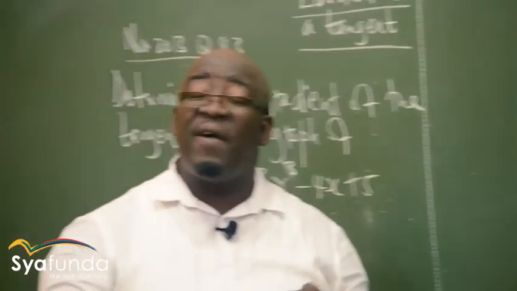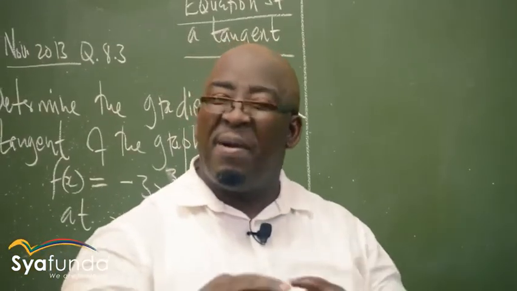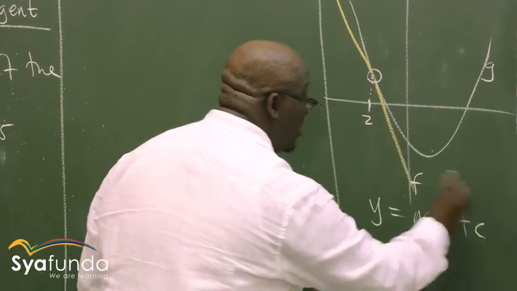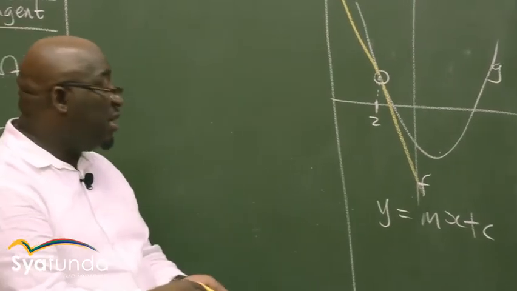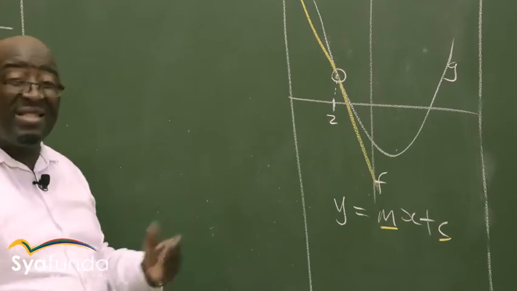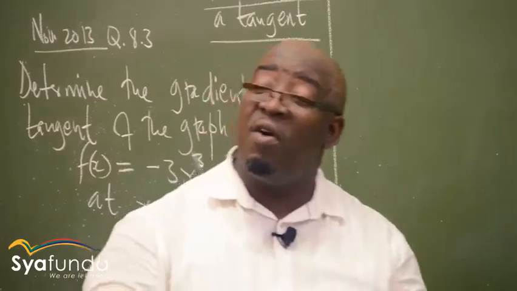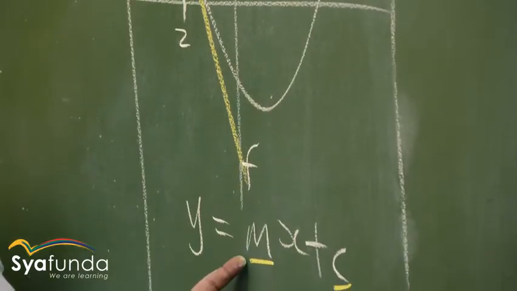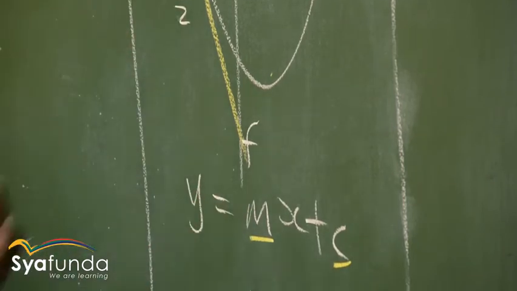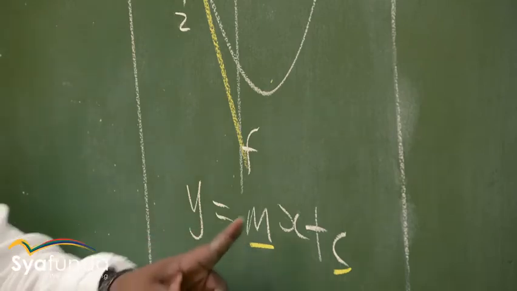If the question says find the equation of a tangent, what is a tangent? A tangent is nothing else but a straight line. y equals mx plus c. When you are required to find the equation of a tangent, we're looking at nothing but m and c. What does this have to do with calculus? Because when I'm looking for the equation of a tangent, I'm looking for m, the gradient. In calculus we're dealing with the gradient, so this m becomes important as well as c.